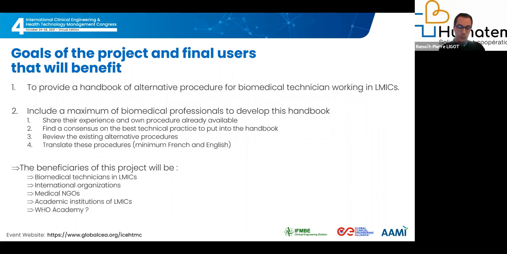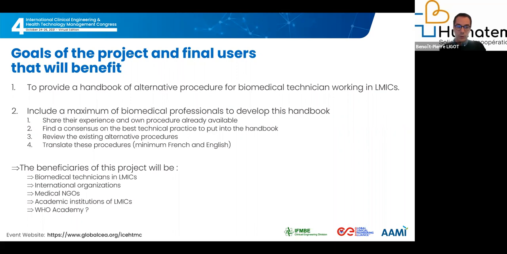So the main goal of this project is to provide a handbook of alternative procedures as complete as possible, with the cheapest and easiest solutions for biomedical technicians working in low and middle income countries. Also, the second objective is to include the largest number possible of biomedical professionals in this project in order to allow them to share their experience and the procedures they have already developed on their own, to find a consensus on the best technical practice to add to the handbook, to review the existing alternative procedures, and finally to translate this document in order to share it with a maximum number of people.